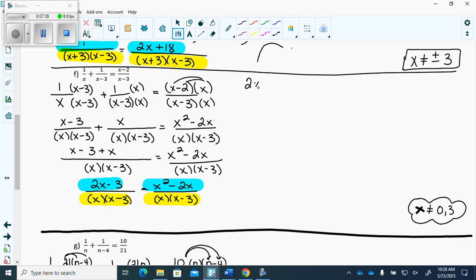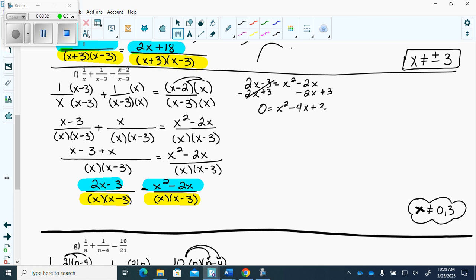2x minus 3 equals x squared minus 2x. And when I have an x squared, what do I always have to do? Get everything to one side, set equal to 0. So I minus 2x, add 3. And I get 0 equals x squared minus 4x plus 3.